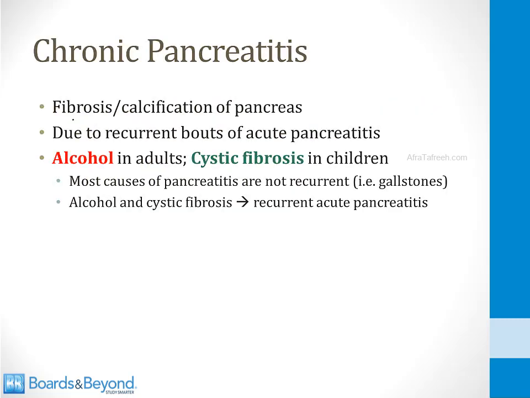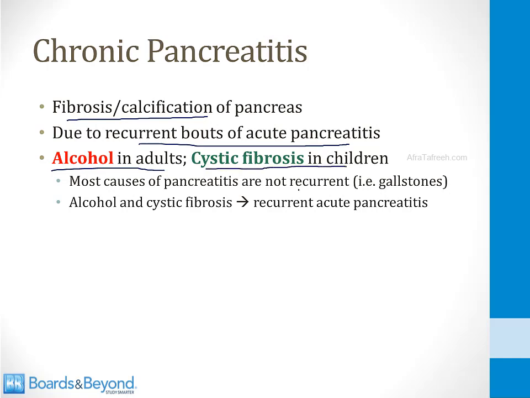Chronic pancreatitis is much less common than acute pancreatitis, and chronic pancreatitis occurs when fibrosis and calcification develop in the pancreas as a result of multiple recurrent bouts of acute pancreatitis. In adults, this is usually the result of alcohol consumption, and in children, this is usually from cystic fibrosis.